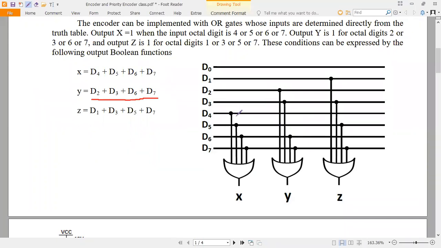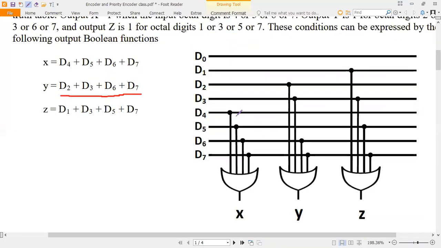See here, this dot represents the interconnection. So here you can see the dot. The dot represents the connection, right?